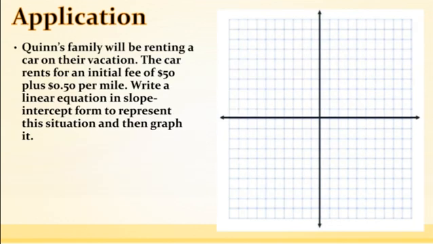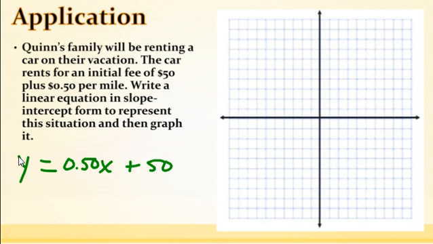Next one. Quinn's family will be renting a car on their vacation. The car rents for an initial fee of $50 plus 50 cents per mile. Write a linear equation in slope-intercept form to represent the situation and graph it. So y equals our x term and our b. Everybody's got to pay the initial fee of $50. And then it's 50 cents per mile. So 0.50x. There's our slope, and that's our y-intercept.